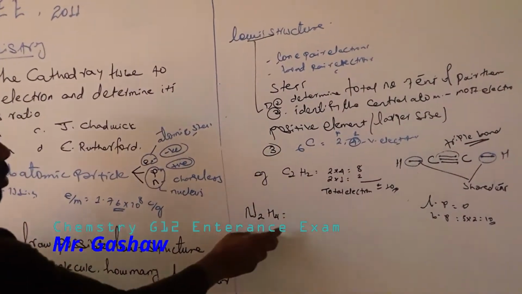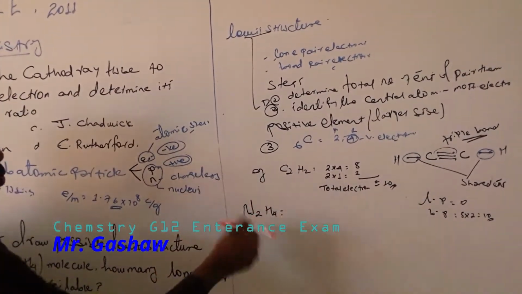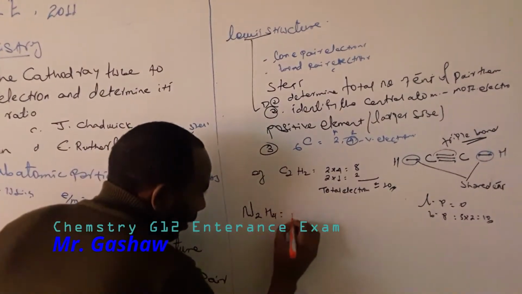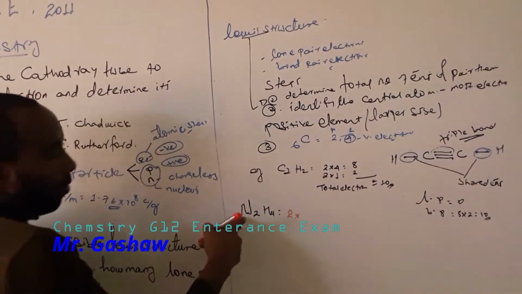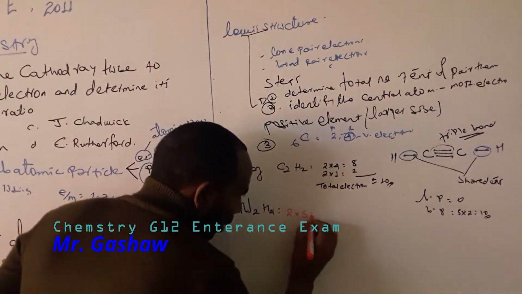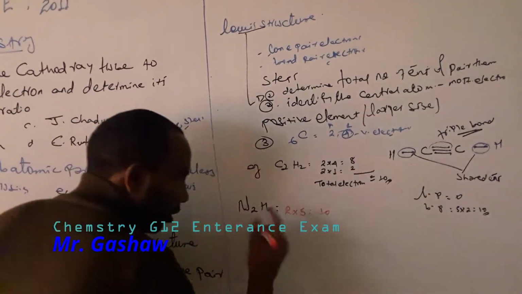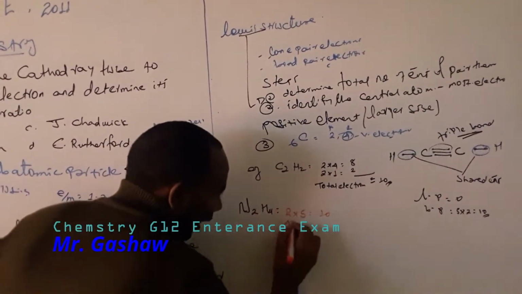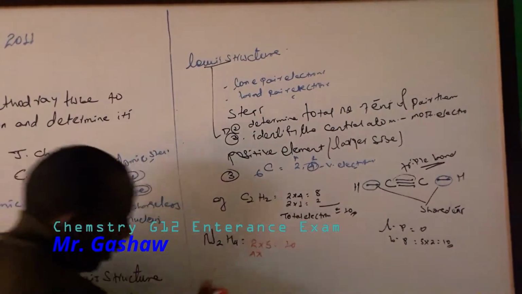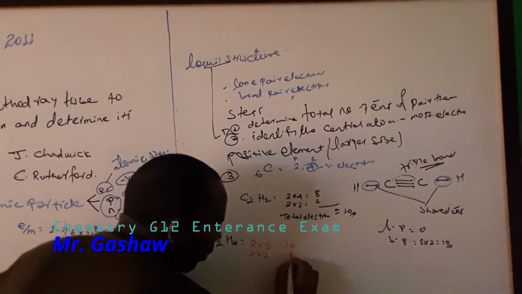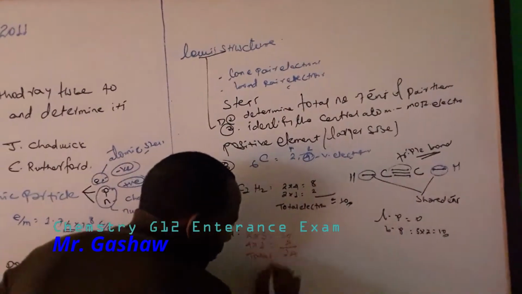The first step is to determine the total number of electrons. So there are 2 nitrogen atoms, 2 times, nitrogen has 5 valence electrons. So 2 times 5, which equals 10 electrons. The second is hydrogen. We have 4 hydrogen atoms, and a hydrogen atom has 1 valence electron. So 4 times 1, which equals 4. Totally it becomes what? 14.